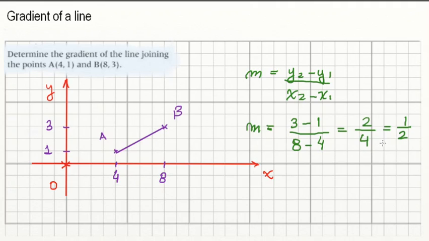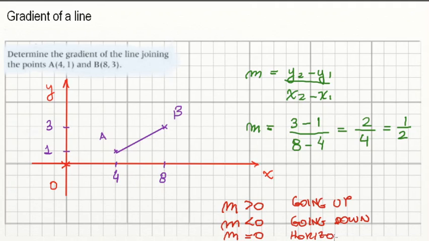So since this is positive, it's going up. If this value was negative, then it would mean that our function is going down. So m larger than 0, it's going up. M less than 0, it's going down. Right? Or it's increasing, it's decreasing. M equals 0, then it will be a horizontal line.